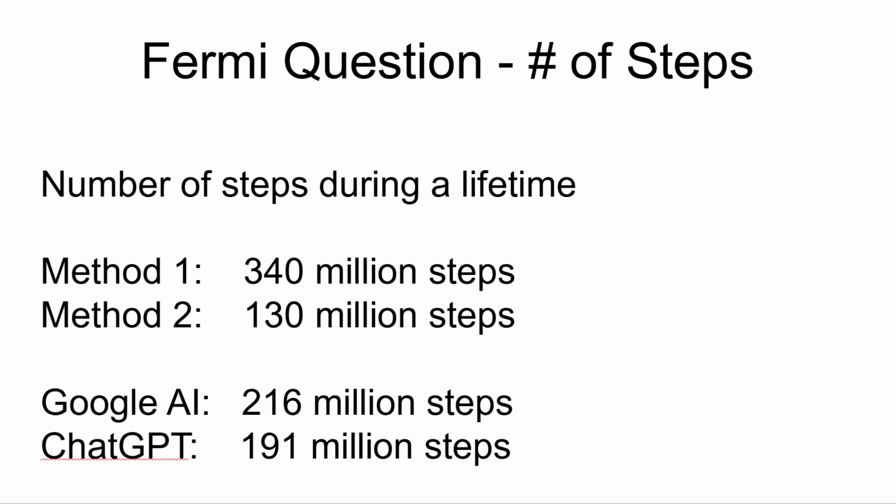Well, method 1 had 340 million steps. Method 2, 130 million steps. Which is right? I don't know. Probably neither of them. And I'm just happy that they both ended in the hundreds of millions of steps in a lifetime. I did do a little internet searching. Google AI said the average steps is 216 million steps in a lifetime, and ChatGPT 191 million. So not out of range. I agree with the AI.